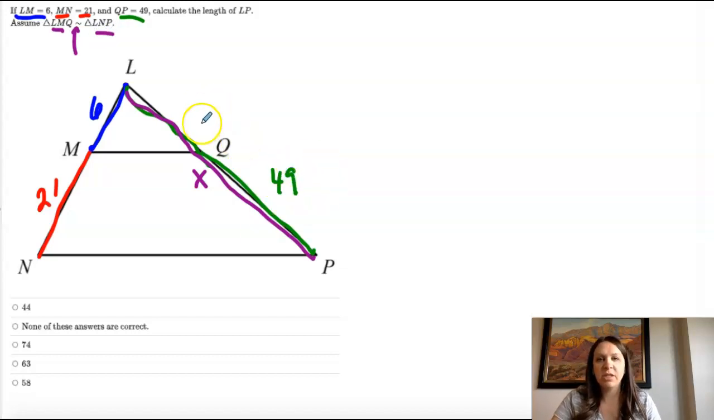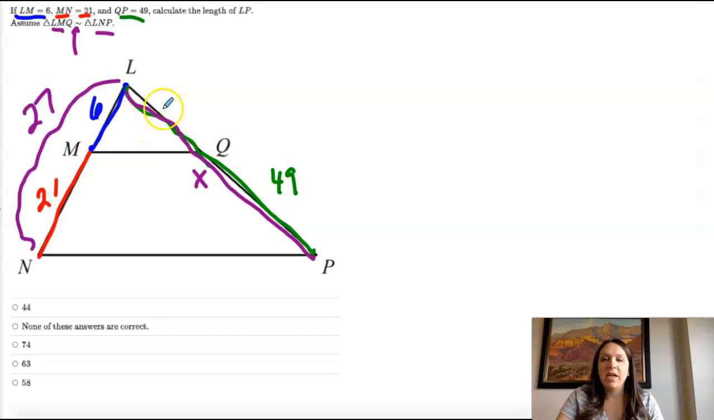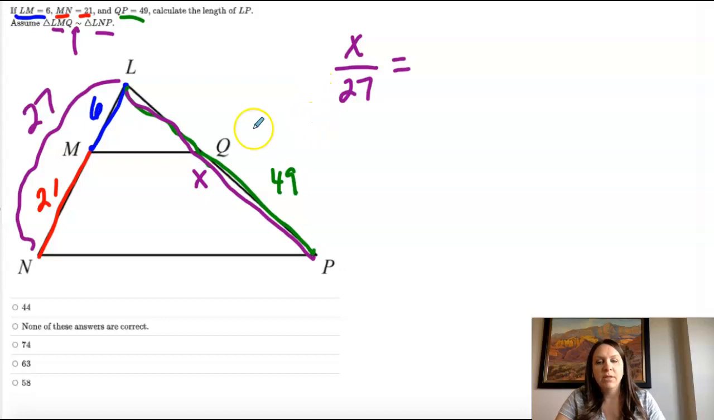So first, I'm going to add these together. So 21 plus 6 is 27. And that's the side that's similar to what I'm trying to find. So I'm trying to find X, and that's similar to 27. That's the full side length. And I'm going to set that equal to the smaller ratio. So I know this 49 is similar to 21.